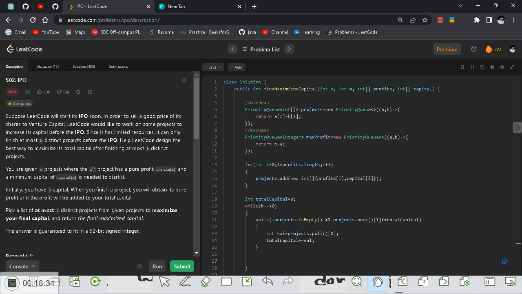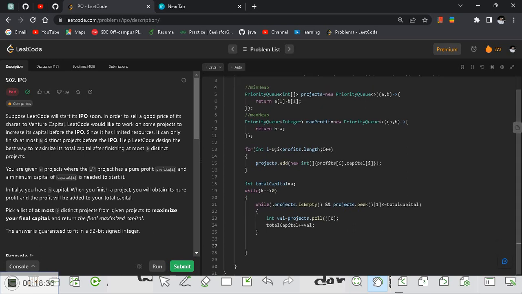Now, okay, just don't do this. Instead, what we need to do is store it in the max profit queue, because we are going to take the project with the maximum value. So I will add this value in the max profit priority queue.